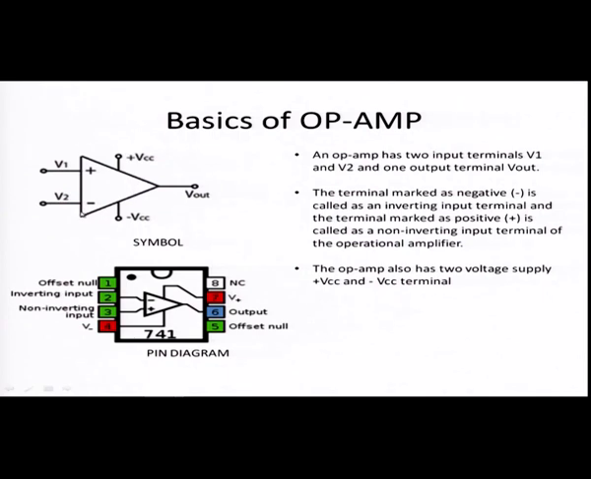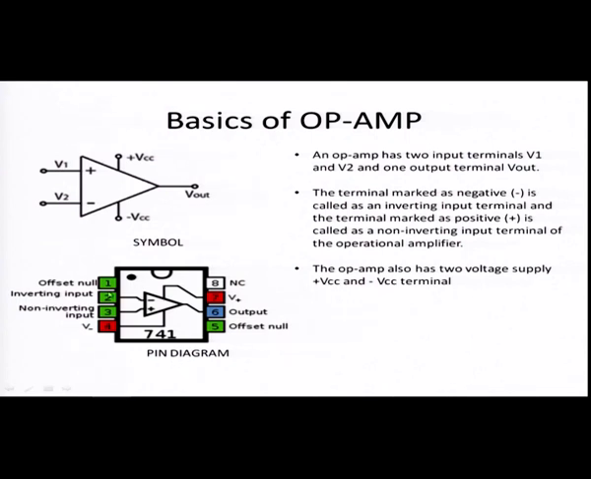This is the symbol of the operational amplifier, or you can say op-amp. There are two input terminals, positive and negative. Plus is the positive input terminal, where you can give a signal, say V1, and the minus symbol represents the negative terminal, to which you can give another signal, say V2. You have to give two power supplies, VCC and minus VCC. The output can be taken here.